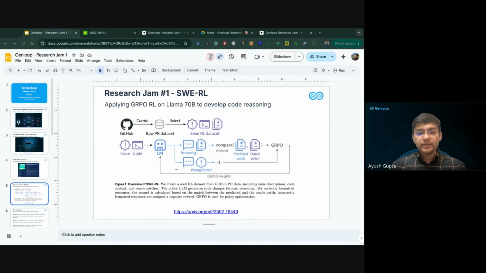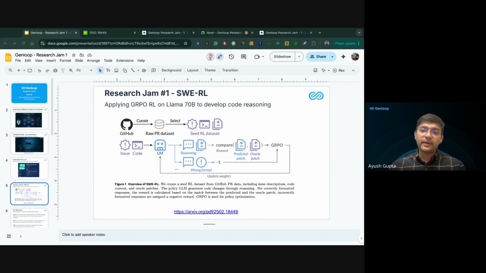So the overview is that, first of all, they take GitHub and GitHub archives to get a raw PR dataset, which is basically the discussions, etc., that have happened on a particular PR, the code context that is available for that, and the final patch that was proposed for it. So with the issues, you understand what the problem was. With the code context, you understand what the related files were. And with the applied patch, you understand what the final solution was.